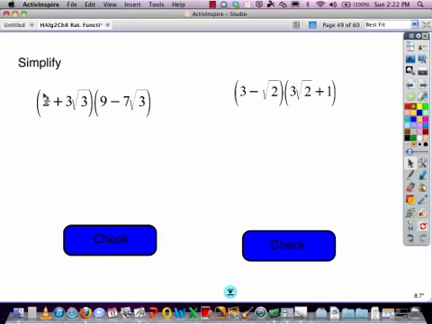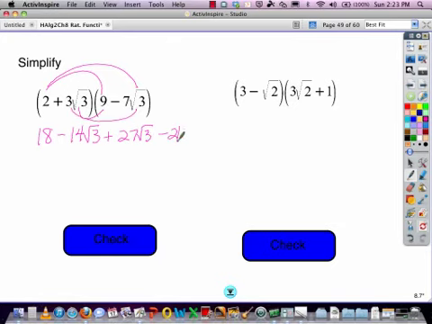First times first. We should get 2 times 9 is 18. Outside times outside, that would be 2 times a negative 7 root 3. Remember, whole number times whole number, radical times radical. We would get a negative 14 root 3. Inside times inside would give us 27 root 3. Last times last would give us negative 21 root 9. Root 9 is better known as 3, so that on the end here looks like a 63. We still have our 18 up front.